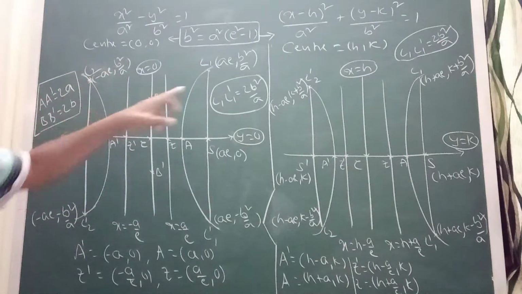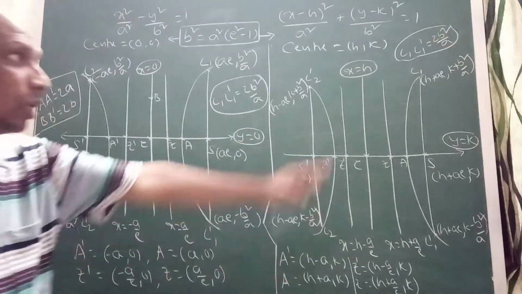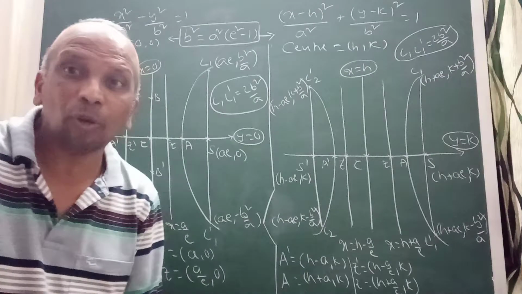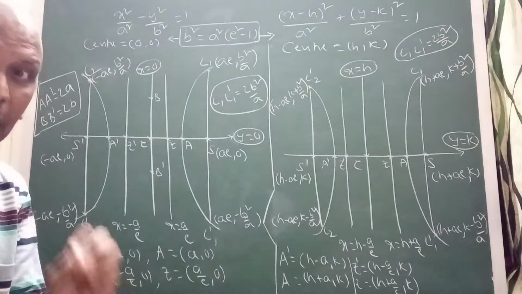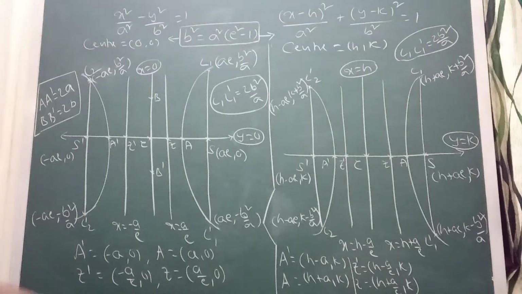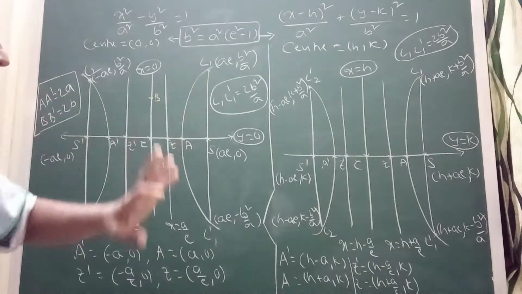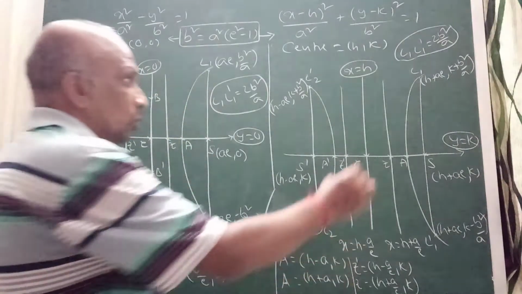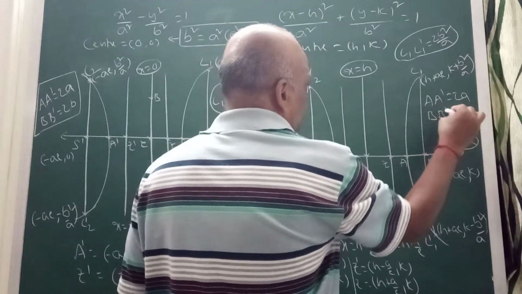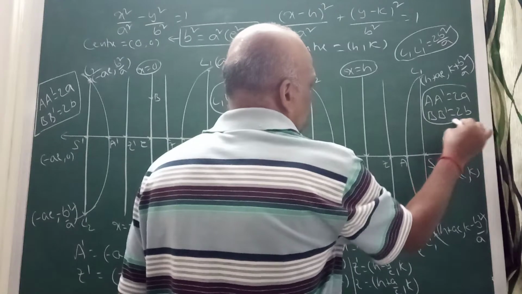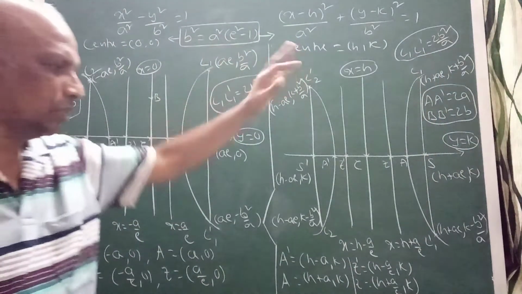So the length of the latus rectum L1 L1 dash is 2b square by a. Here also 2b square by a. Only the points will be different, but the length will be the same, 2b square by a. Similarly, when I am talking about A A dash, the length of the transverse axis is 2a, and B B dash is 2b. Here also A A dash is 2a and B B dash is 2b. There is no change there. That will always be fixed.